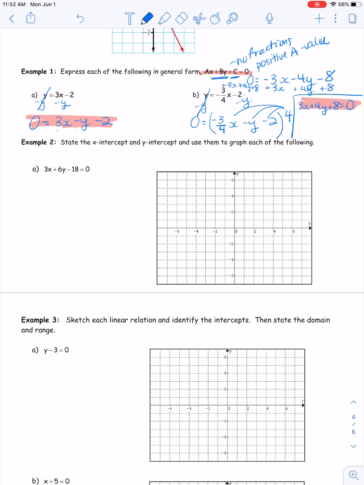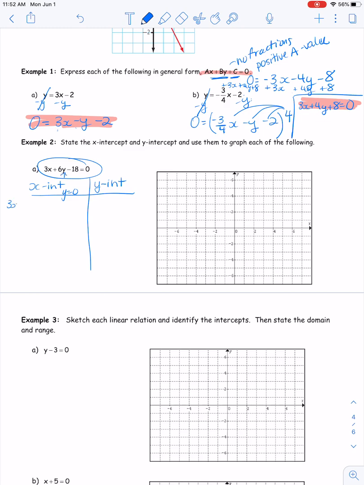Example 2, state the x and y intercept and use them to graph each of the following. So I like to make a little t-chart. I'm sure you remember doing this in class because this is just review. You've already learned this. We're just going to review it. So for the x-intercept, I like to remind myself that y is equal to 0 at the x-intercept. So I'm going to take this equation and I'm just going to replace y with 0.